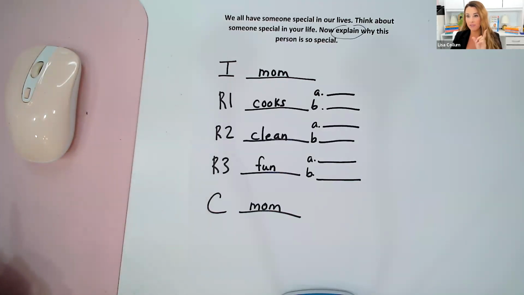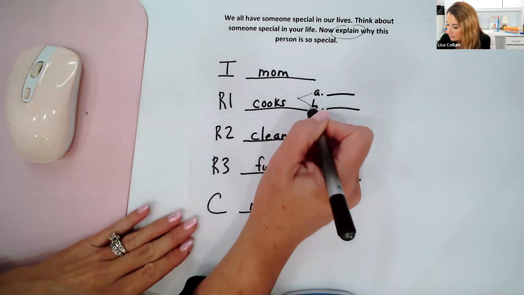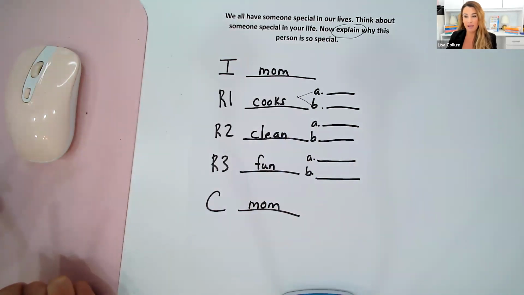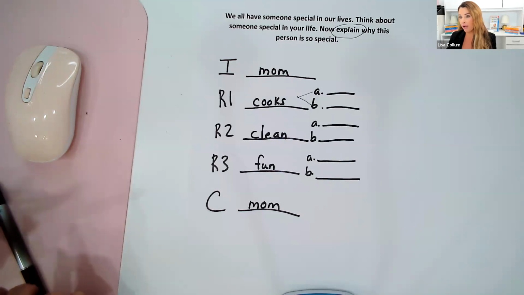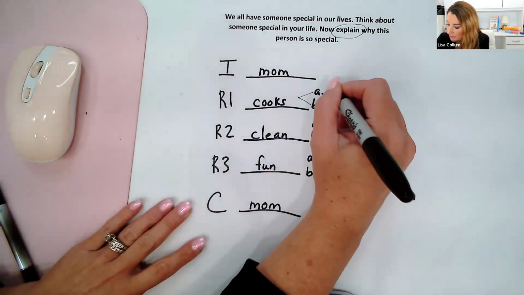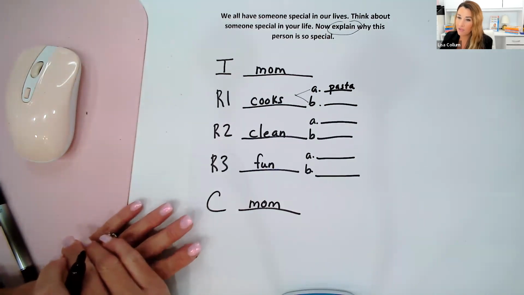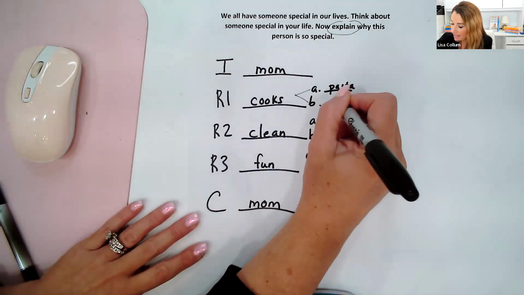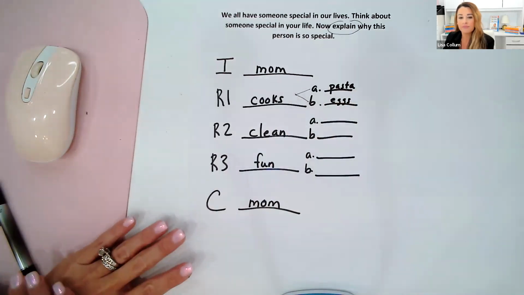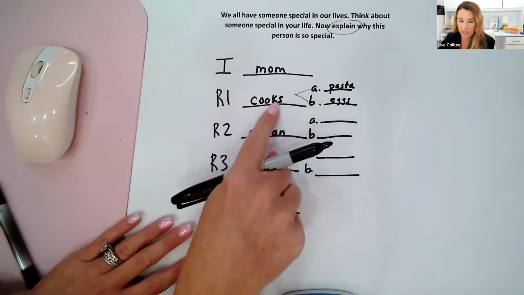Now, once you have your reasons done, then I want you to think about your A's and B's. So now I have to figure out 2 things about her cooking that I want to write about in my essay. Okay, so I'm going to write about her really good pasta she makes. And then I'm also going to write about her fancy eggs. Those are 2 things about her cooking.